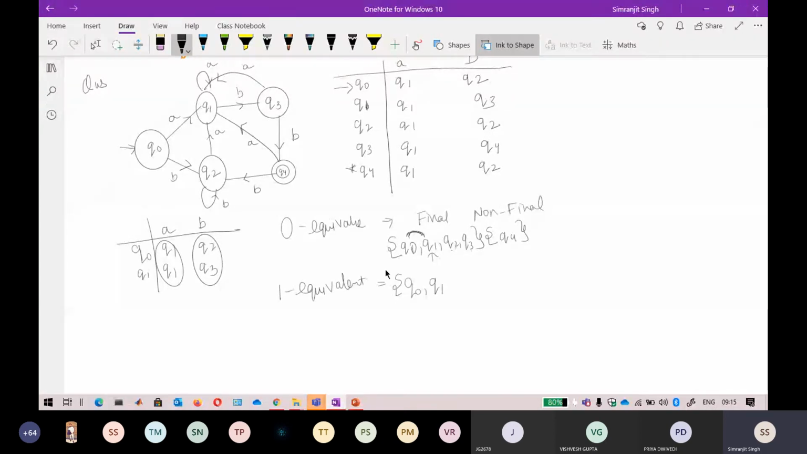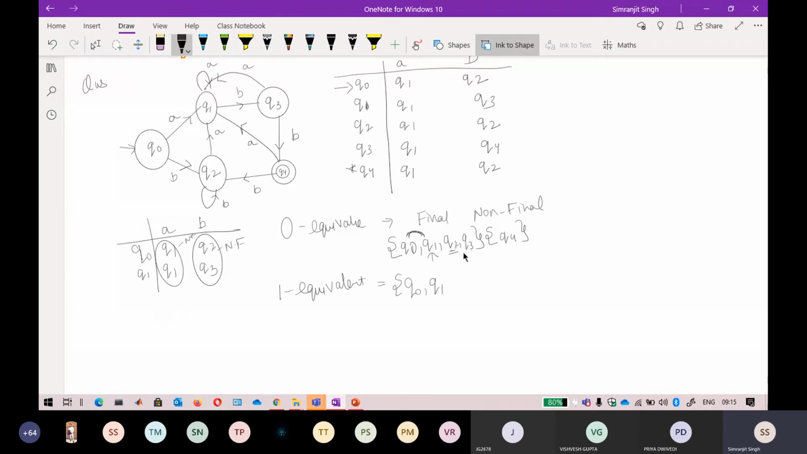If you remember the definition of equivalence, on getting a transition, in this case A, it goes towards similar states. This is a non-final state, and this is also a non-final state. So that is correct for this one. Q0 and Q1 are similar states, we cannot separate them. Now check for Q2.